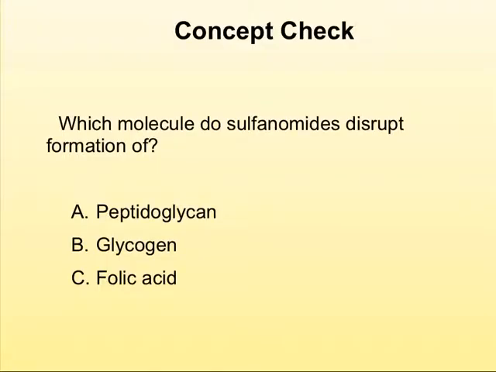Before we move on, let's have a quick concept check. Which molecule do sulfonamides disrupt formation of? Peptidoglycan, glycogen, or folic acid? This one's pretty straightforward because we just finished it. Folic acid production is prevented by sulfonamides. But what gets in the way of peptidoglycan formation? Ah, right, penicillin.